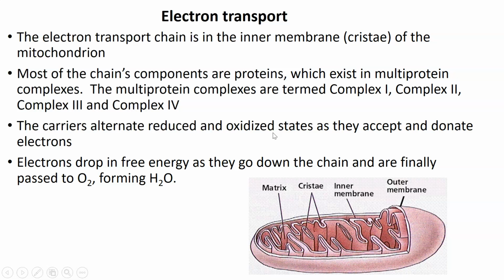So the carriers alternate between reduced and oxidized states. Again, what is oxidation and reduction? It's the loss and the gain of electrons. So one complex is gaining electrons, and then it donates electrons to another complex, and so you get this constant redox pathway. As they go from one complex to the next, electrons drop in free energy. Once they get to the end, to complex 4, the amount of energy left in those electrons is quite small. They're still obviously negatively charged. Oxygen accepts those final electrons. Oxygen becomes really electronegatively charged then, and therefore it reacts with hydrogen to form water.